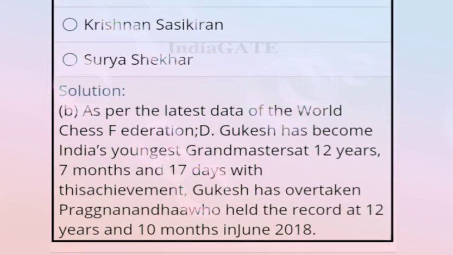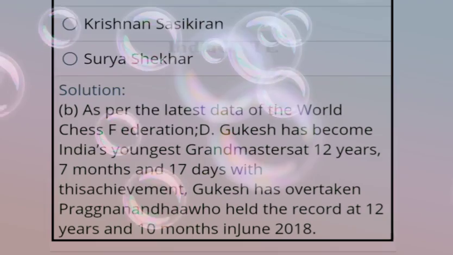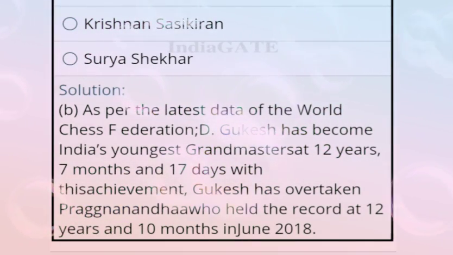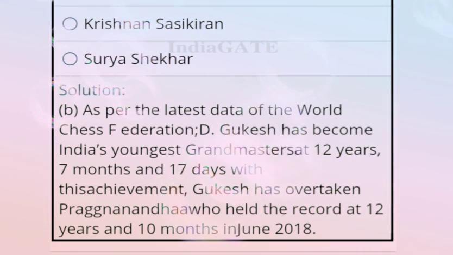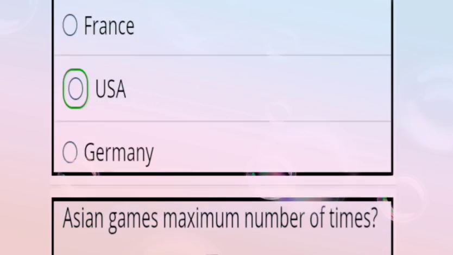And more information about that: as per the latest data of the World Chess Federation, D. Gukesh has become the Indian youngest grandmaster at 12 years, 7 months and 17 days. With this achievement, Gukesh has overtaken Praggnanandhaa, who had the record at 12 years and 10 months in July 2018. Next question. From which country did India buy C-17 transport aircraft? So the correct answer is option C, that is USA.